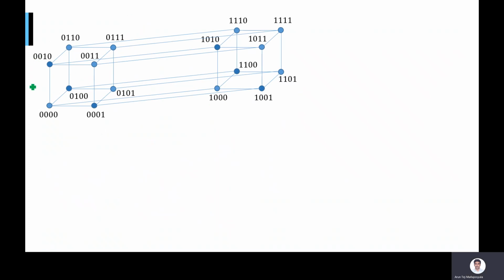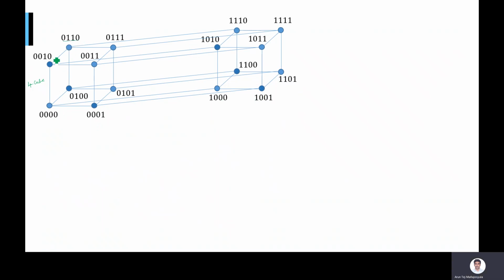Okay, so this is a 4 cube, right? 4 bits are there. It looks a little clumsy, but you can see the distance between any two adjacent vertices. The distance between them is 1. Okay, you can check here. This cube is easy to see.